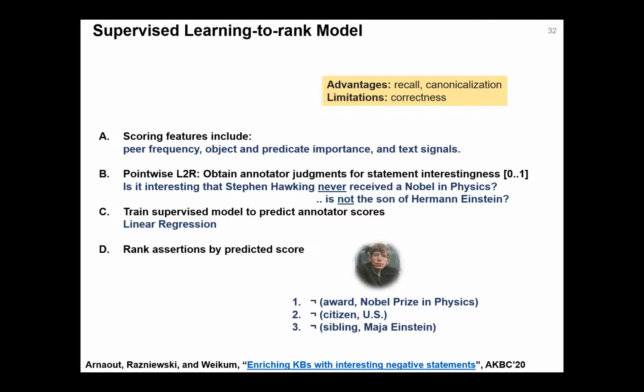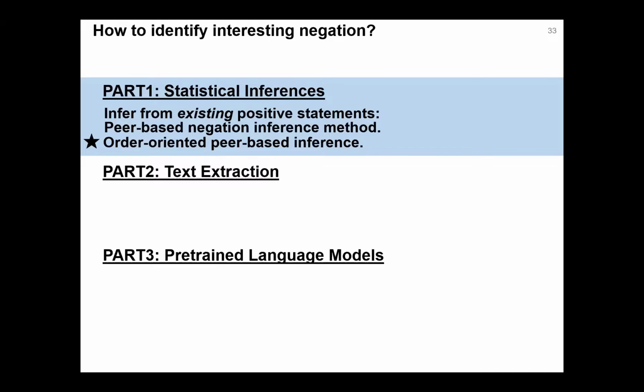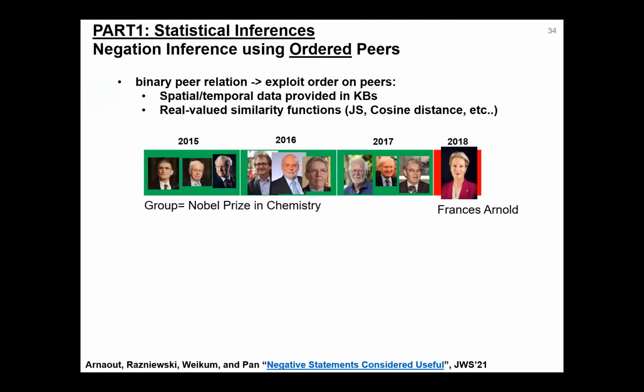Now, the second method is the order-oriented peer-based inference, and it's based on the first method. The main idea, the intuition of the method, is basically the same: can I observe peers in order to infer negations about my entity? But here, instead of using binary peers, where the entity is either a peer or not, we want to exploit the order of the peers, by either exploiting the spatial and temporal data provided in the knowledge base, or some of the functions that I mentioned before, but this time rank the peers instead of just collecting the top K and saying, this is my bag of peers.